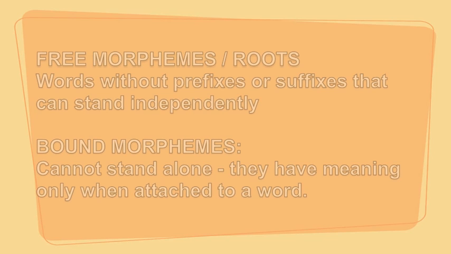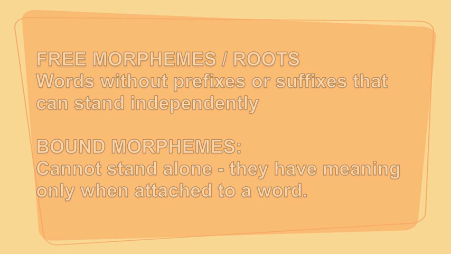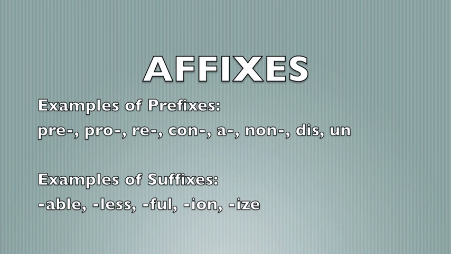See, you are one of the free morphemes, also known as free roots, that can exist on their own. But all the others are called bound morphemes because they need to be attached to a root like you, which is why they are known as affixes. They can be fixed or attached in front of you, in which case they are called prefixes, like pre, re, con, and un, or they can be attached after you, in which case they are called suffixes, like able, less, full, ion, and eyes. Now, here's where it gets a little tricky.